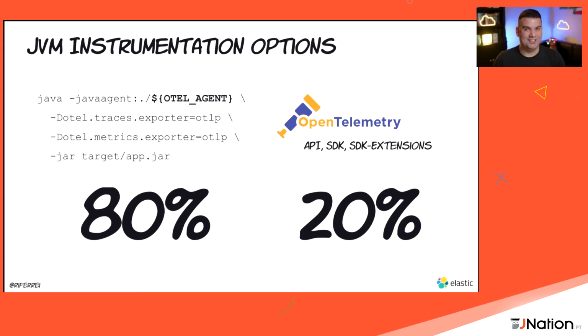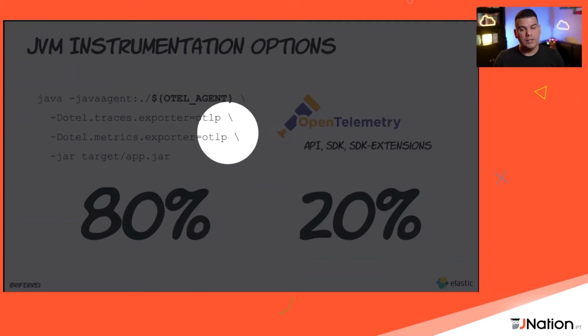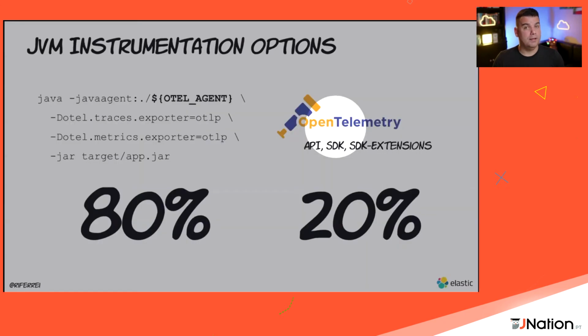However, there's one catch. In order for those technologies to create the native version, they have to know all the code upfront. And if you recall, the concept of an agent in Java is basically to do dynamic instrumentation. So this is code that wouldn't exist by the time you compile your application. I would say that in 20% of cases you would have to leverage not only the agent, but the API, SDK, and some of the extensions from the OpenTelemetry project.